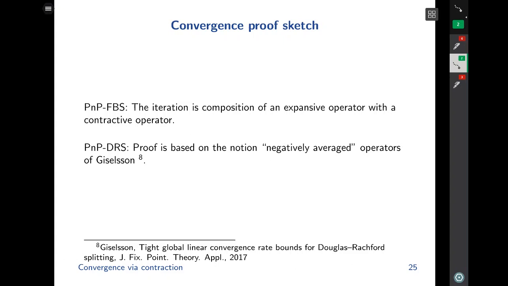Let me summarize the key idea of the convergence proofs with one sentence each. To establish convergence of plug-and-play forward-backward splitting, we view the iteration as a composition of an expansive operator, the denoiser, with a contractive operator, the gradient update. The convergence proof of plug-and-play Douglas-Rachford splitting is based on the notion of negatively averaged operators of Giselsson.